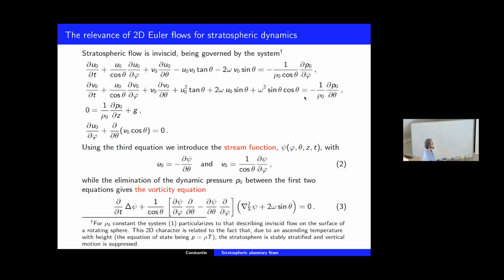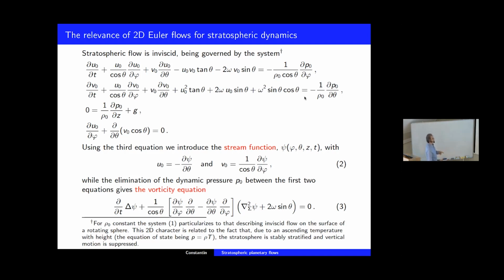This is the third component, because the vertical velocity is 10 to the 5 times smaller than the horizontal one. So it's really negligible in the stratosphere. So vertical velocity is 0. This means that this component of the three-dimensional Euler equations just becomes this. And this is mass conservation. Now the temperature is related to the density in this way. This is the equation of state.